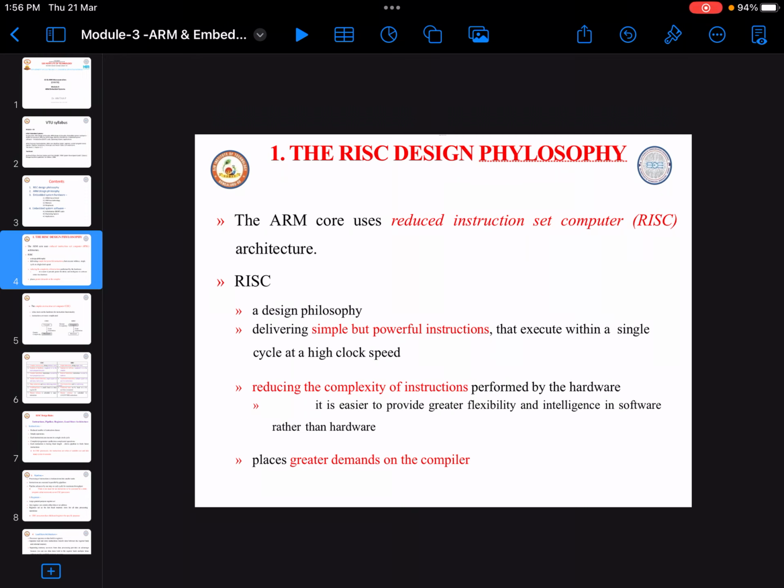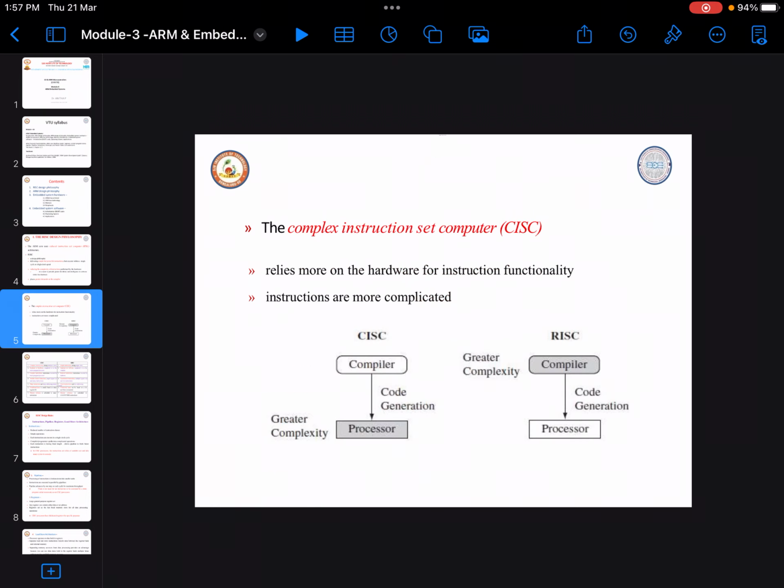So with this powerful instruction completing in one clock cycle, it reduces the complexity of the instructions performed by the hardware. Meaning it is easier to provide greater flexibility and intelligence in software rather than in hardware. That means complexity is with respect to the software rather than hardware. So it places a greater demand on the compiler. So you can observe the difference between RISC and CISC design philosophies.